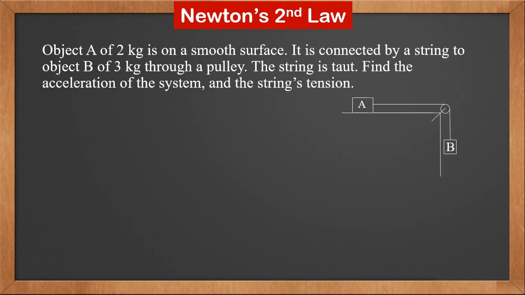Object A of 2 kilograms is on a smooth surface. It is connected by a string to object B of 3 kilograms through a pulley. The string is taut. Find the acceleration of the system and the string's tension. Object A is on a smooth surface, and B is heavier than A. So B falls down and drags A to move to the right. Since the string is taut, the value of the acceleration is the same. For object A, it points right. For object B, it points down.